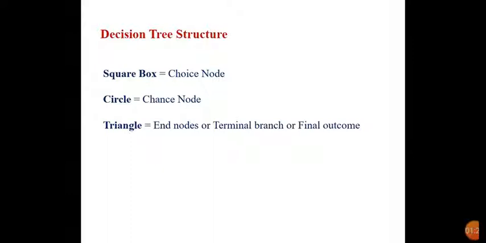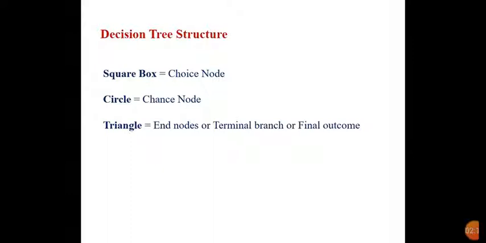Decision tree structure. This decision tree structure consists of three important parameters, that is choice node, chance node, end nodes or terminal branches or final outcomes. The lines are drawn to join decision points, that is branches or arms of a decision tree, represented as these three: choice nodes, chance nodes or the terminal nodes or the final outcome. The nodes are places in the decision tree where different options occur. Branching becomes possible at this point.